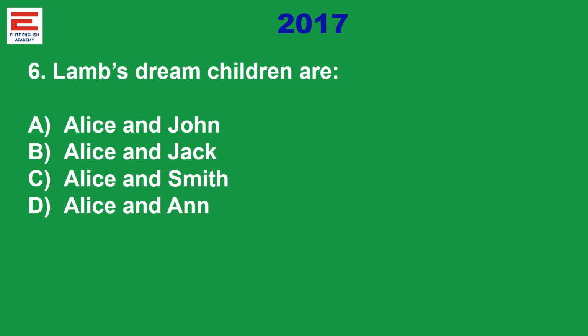Next one is a very direct question. Lamb's dream children are Alice and John. Please make a note of it. Further also, such a question may be asked.